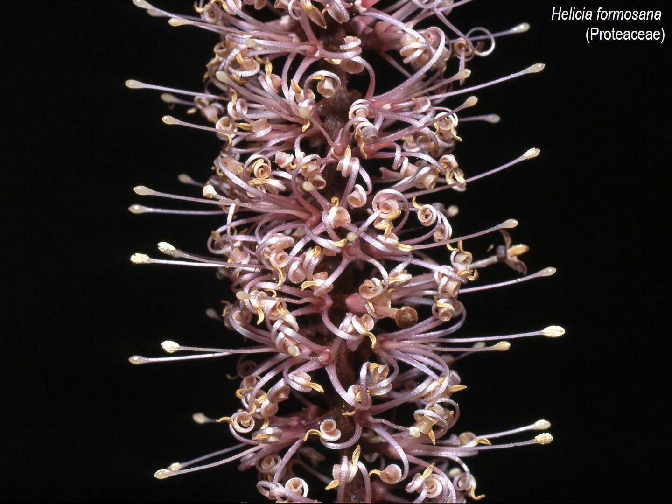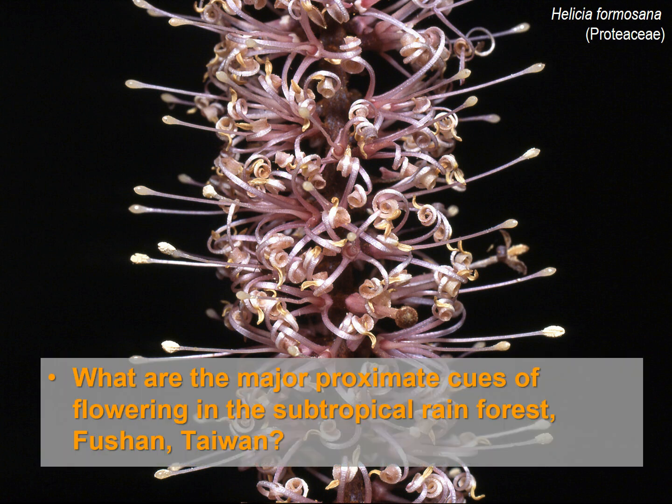Long-term phenological records are very rare in subtropical areas. It's not clear what the major proximate cues of flowering are in this region. Thus, in this study, we would like to investigate what climate variables trigger the onset of flowering in subtropical rainforests using the long-term data from Fushan.